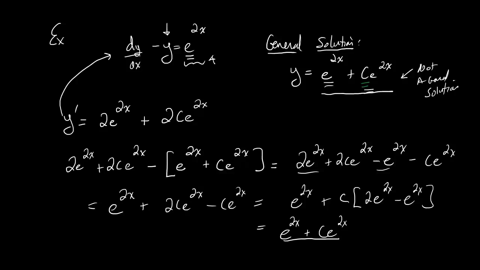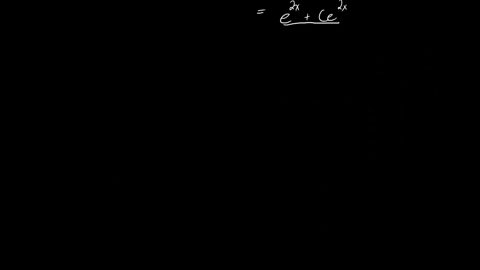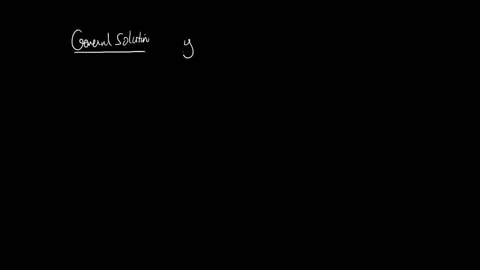So let's go ahead now and apply the correct general solution. The correct general solution to that differential equation is y equals e to the 2x plus c e to the x power. And this is for the differential equation y prime minus y equals 2 e to the 2x exponent.